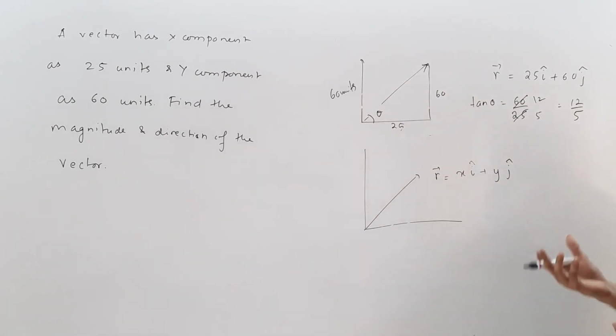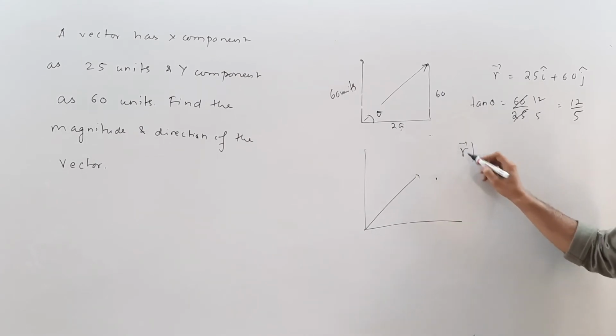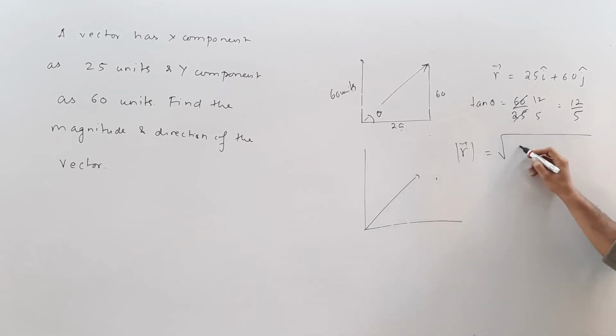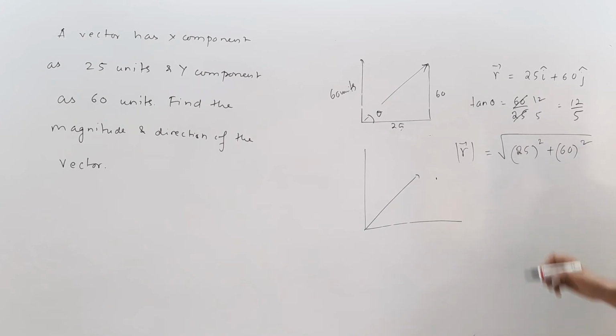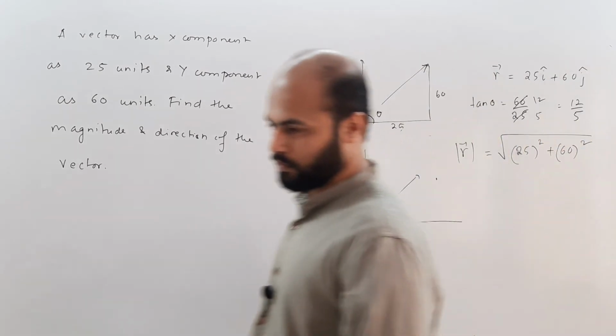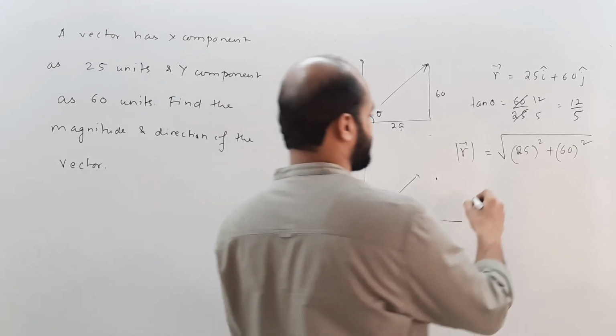Now of course if you want to find the magnitude, we know that the magnitude of this is going to be root over of 25 square plus 60 square. This is the magnitude of this vector. This comes as 65 units.